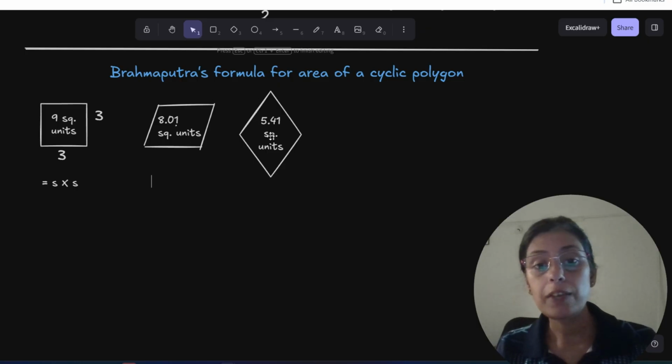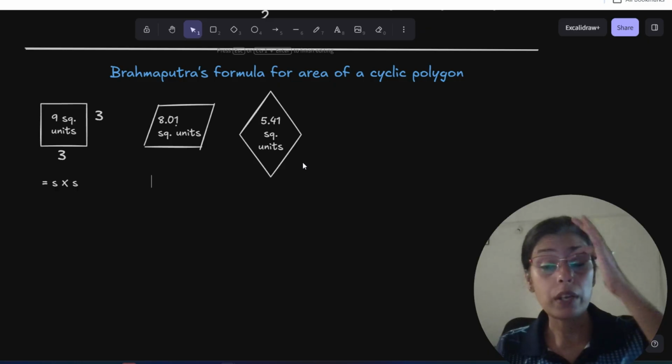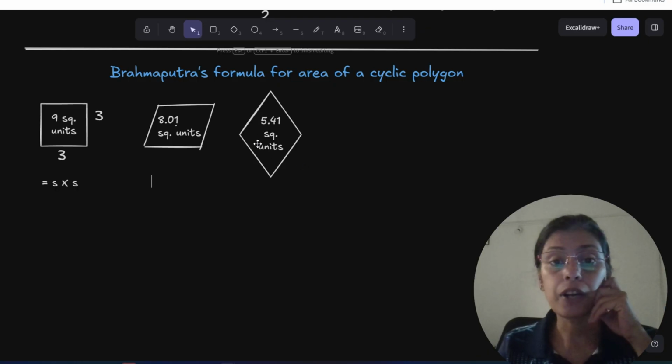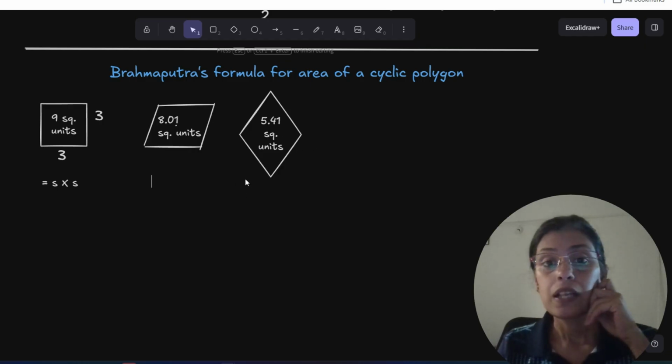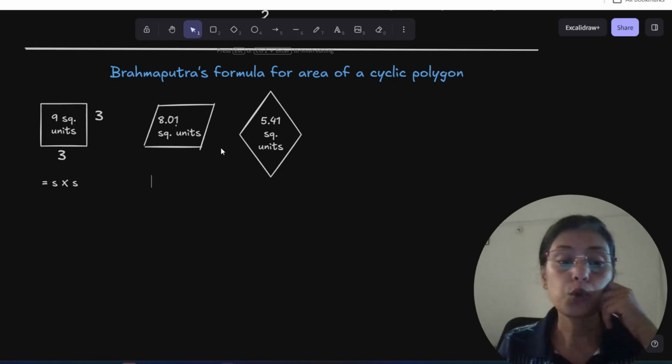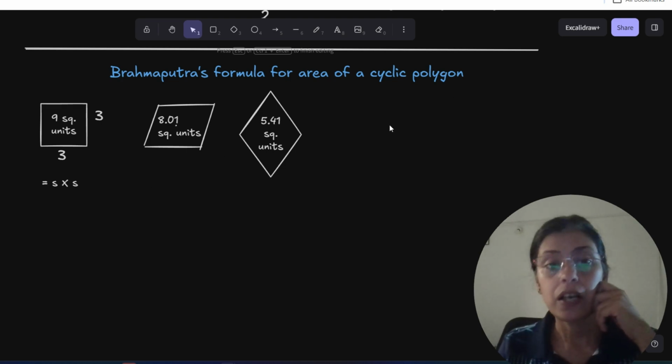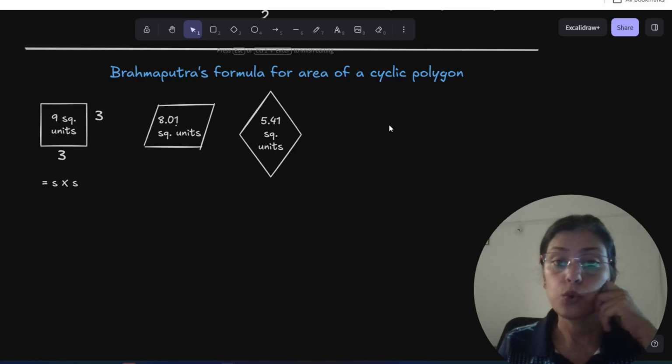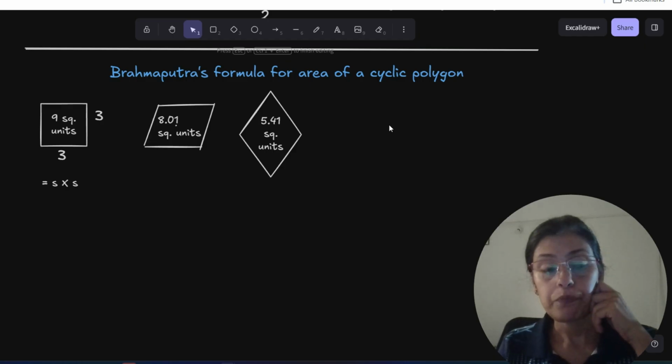Now, similarly, if you are given a rhombus with all sides 3, 3, 3, 3, is it going to be the same as square? Again, no. Its area will be different. So for rhombus, we calculate it using the length of its diagonals. Similarly, for parallelogram, we calculate it as base into height. So we need to know some geometric property apart from the sides to calculate the area, right?